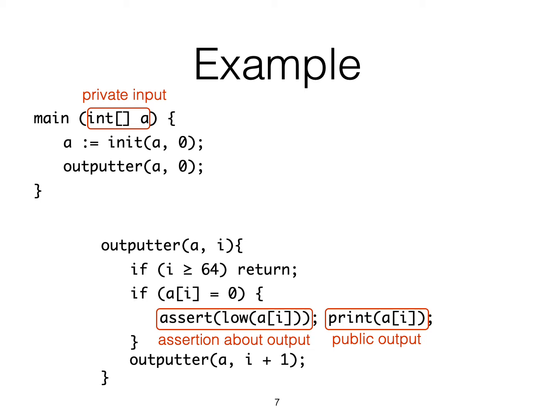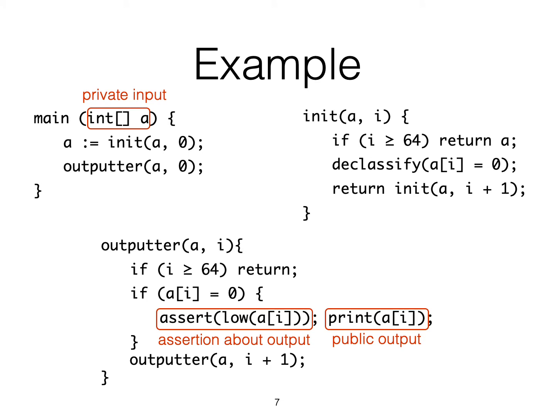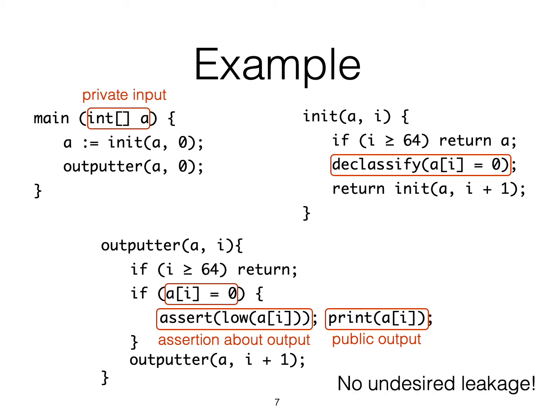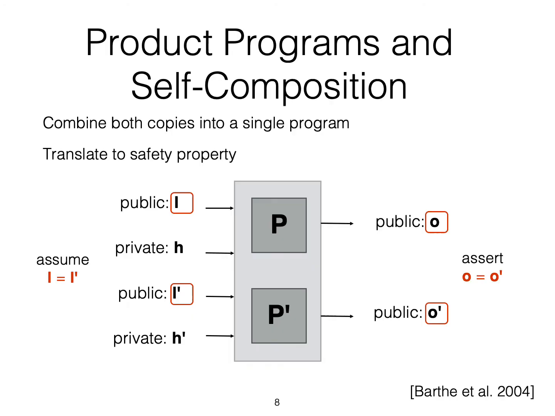So now let's consider init. Init is another recursive procedure that, when called with an array A and I equals 0, will visit the first 64 elements of A. For each element, it will declassify whether that element is equal to 0 or not. Other than that, init doesn't really make any changes to the array A. With this declassification, since outputter only prints out elements that are equal to 0, there's actually no undesired leakage in this program, and we'd like to be able to verify that.